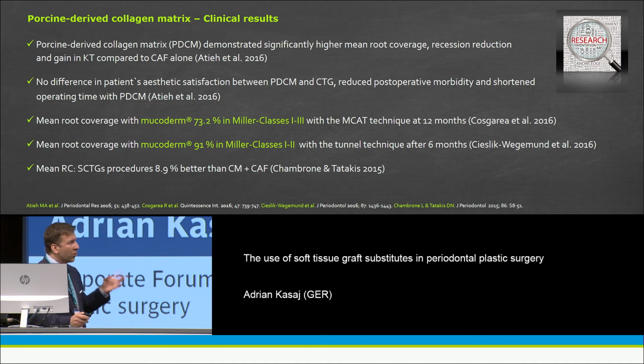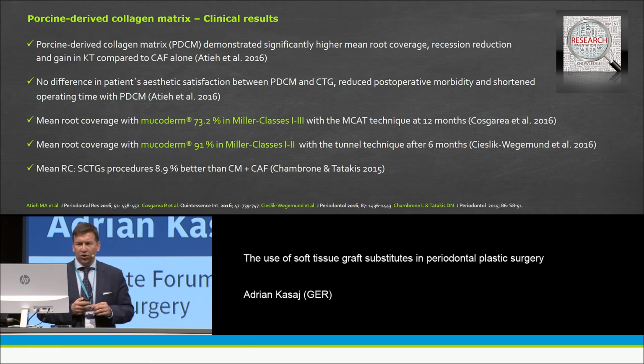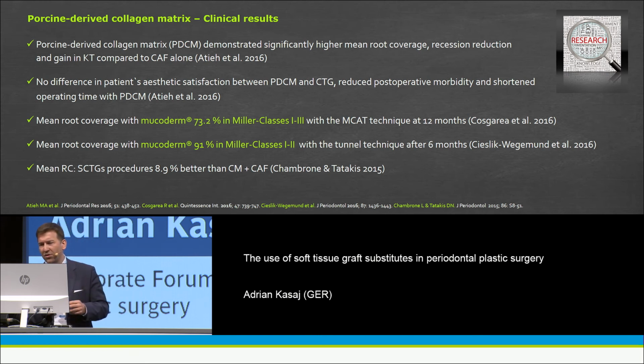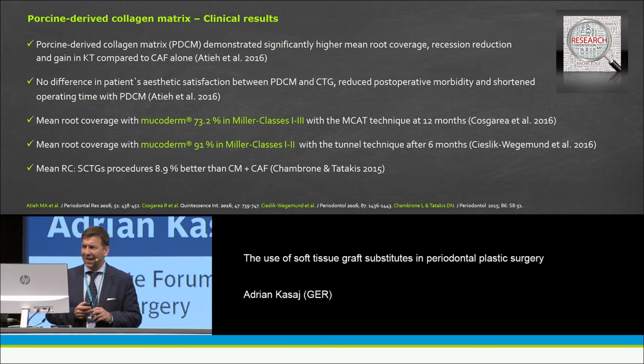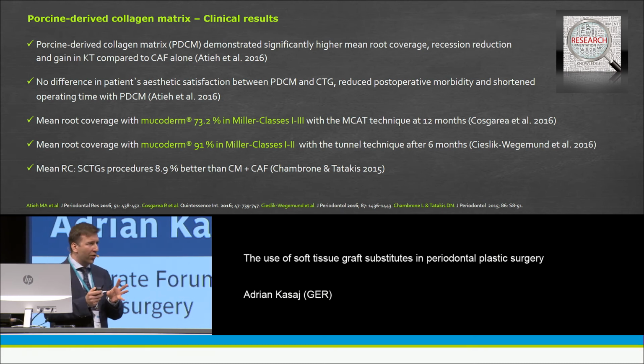The data on the Macadam Matrix: we have one case series showing mean root coverage of more than 70% in Miller classes 1, 2, 3, and also data from one randomized controlled clinical trial showing mean root coverage of more than 90% in Miller classes 1 and 2, so pretty good data. But we also see overall, yes, these matrices are better than the coronally advanced flap alone, but not as good as the connective tissue graft.